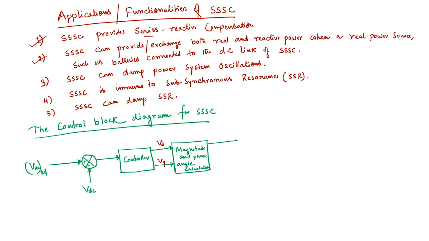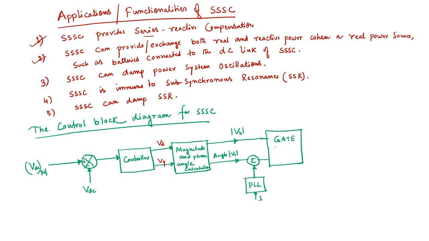Okay, which will generate the signal of Vs magnitude and the phase of Vs, that is the angle of Vs. Another comparator over here will take the signal from this PLL. I hope that you know the functionalities of PLL. Then it will be fed to the gate pulse generation block, and thereby it will generate the firing pulses.